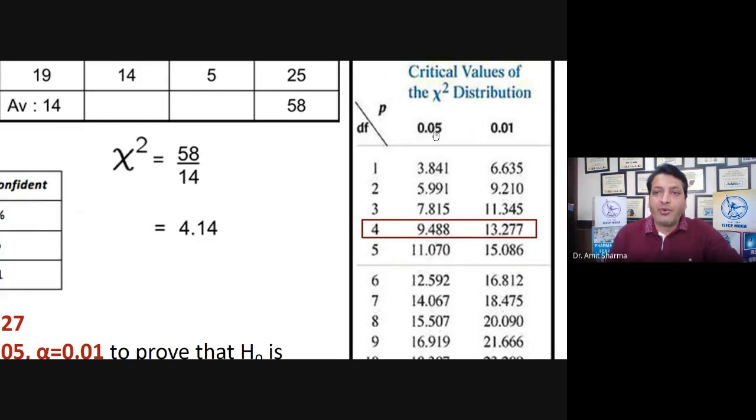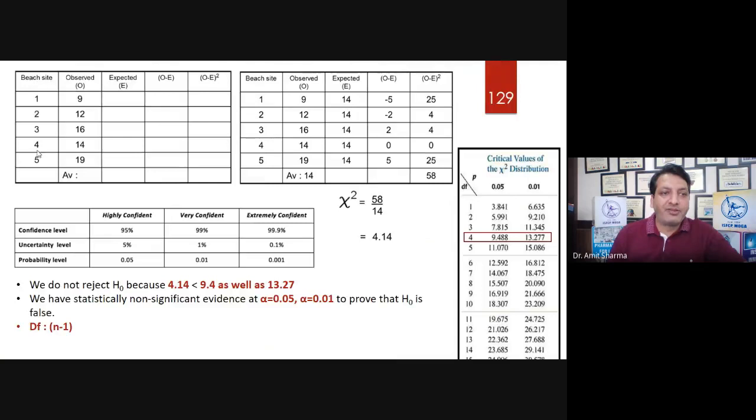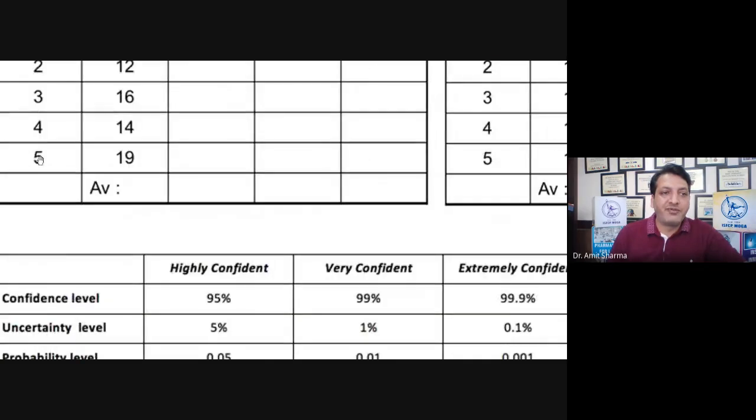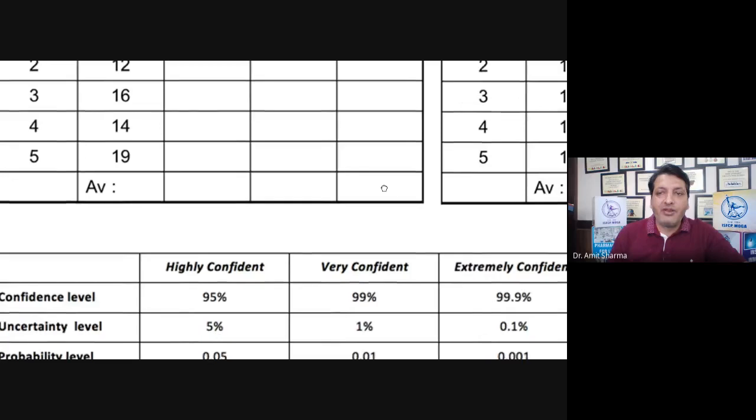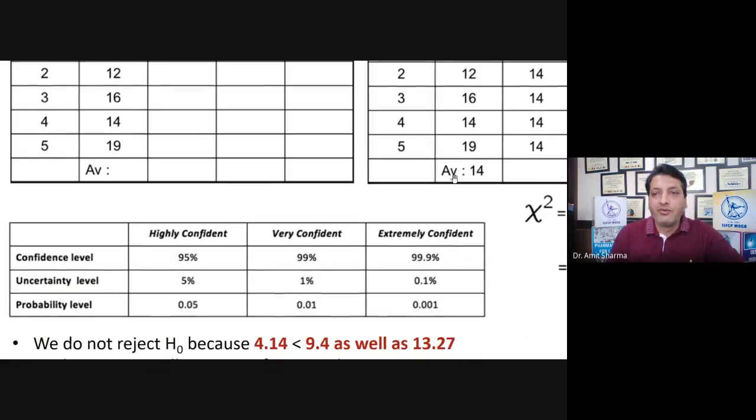So at both confidence intervals, we can see the sample size for this particular test. I have taken 5, which means a total of 5 observations. So the degree of freedom for this test is n minus 1. So n minus 1 gives a degree of freedom of 4, that is 5 minus 1 is equal to 4.